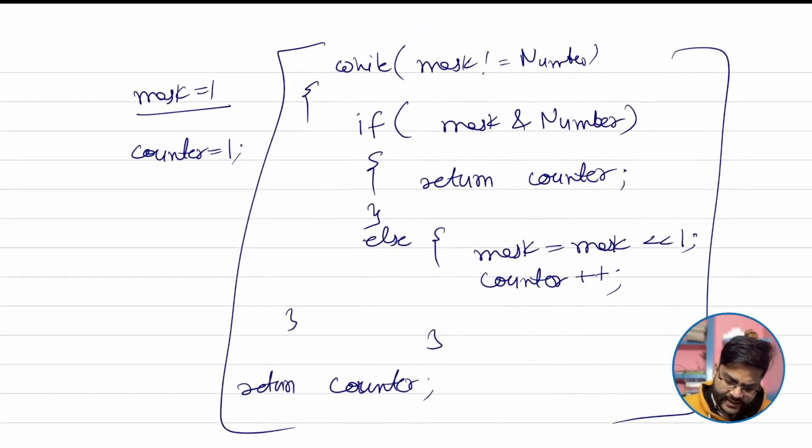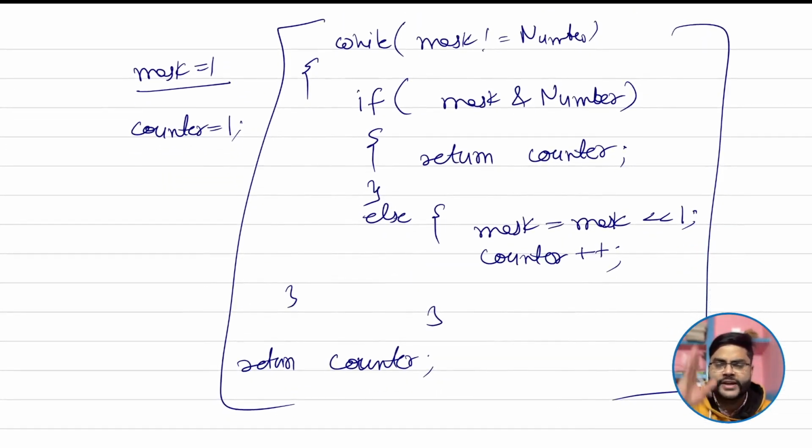I hope you got it, right? What I'm doing is going to each bit and checking if it is 1. Whenever I get my first rightmost set bit, I will stop there and return its position. Now there are other ways to find the position of the rightmost set bit also.